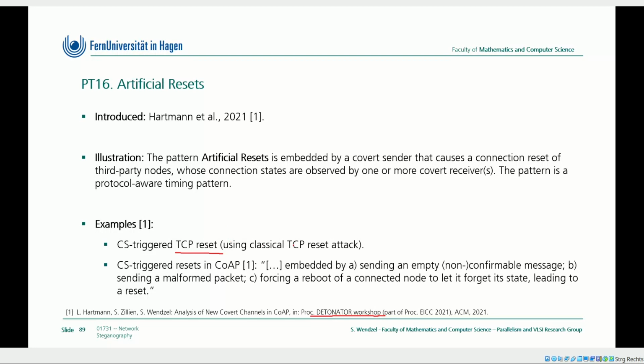This can be achieved when the message is embedded by sending an empty non-confirmable message to a node, which causes a reset, or by sending a malformed packet, or by forcing a reboot of a connected node to let it forget its state, which leads to a reset. So there might be multiple ways per protocol to achieve a reset, and of course the covert receiver needs to monitor these resets somehow.